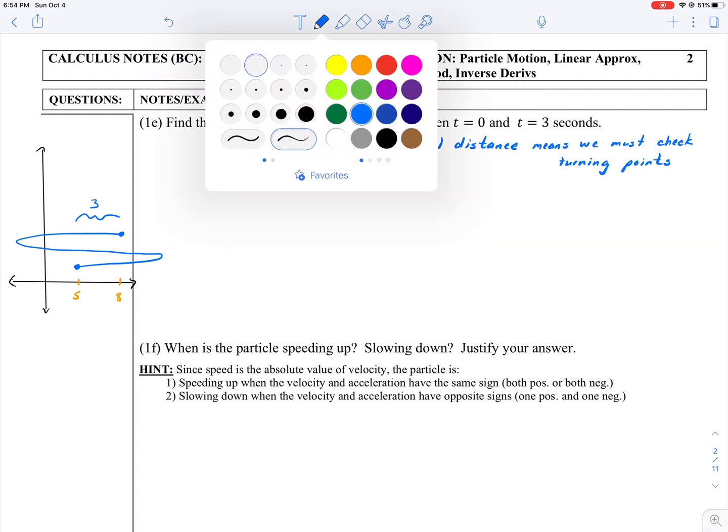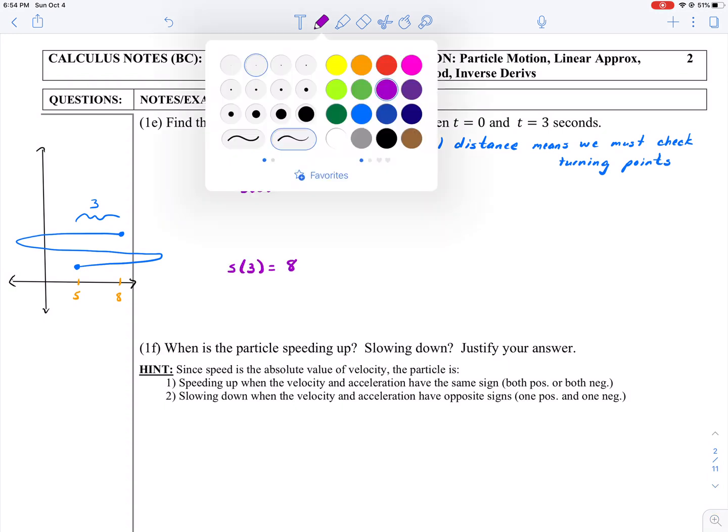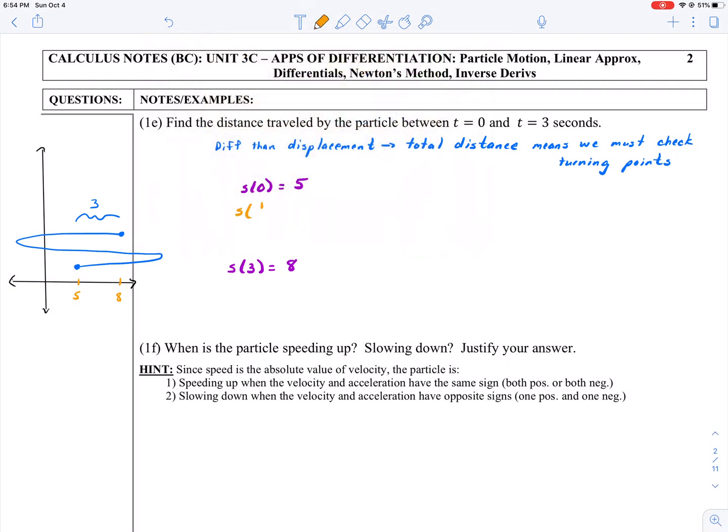I'm still looking at endpoints. I want to know the position at 0 and the position at 3. We already figured that out. The position at 0 was 5. The position at 3 was 8. But the question is, what was the position at 1/3? Because the 1/3 and the 2 are where the velocity was equal to 0, from part B of this example. So I need to know the position there.